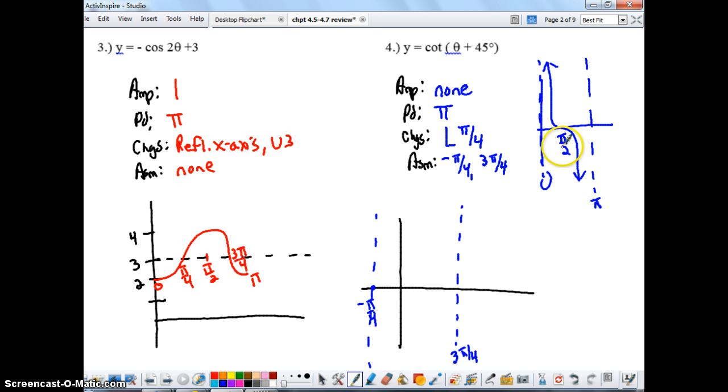And then my pi over 2, minus pi over 4 puts me at pi over 4. That's going to be right here. Notice it's on the positive side of the y-axis here. Pi over 4. And now you just draw it in. Remember, when you draw it in, those lines should not intersect the asymptotes.